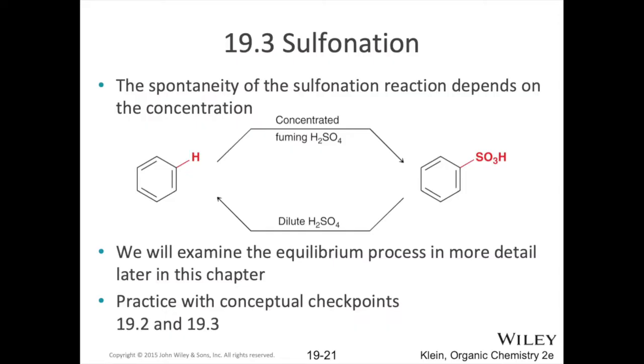So that actually is what drives this reaction towards your product. It actually turns out that if you use dilute sulfuric acid, the equilibrium is shifted back towards the original benzene reactant. So having the concentrated fuming sulfuric acid is what drives us towards that sulfonic acid product. Consider the reversibility of this reaction. We're going to take advantage of that later on in this chapter. It's going to come in handy from a synthetic standpoint when we start looking at protecting groups. More on that later on in this chapter.